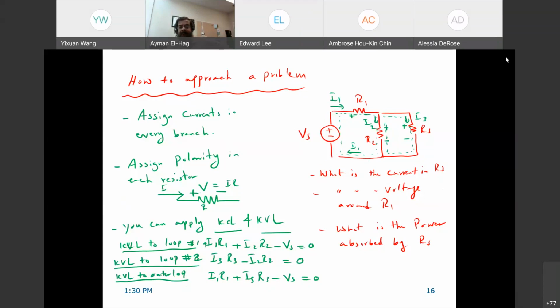So what you notice here? If I add equation 1 and equation 2, I will get equation 3. If you add these 2 equations, because this will be cancelled, you get equation 3.